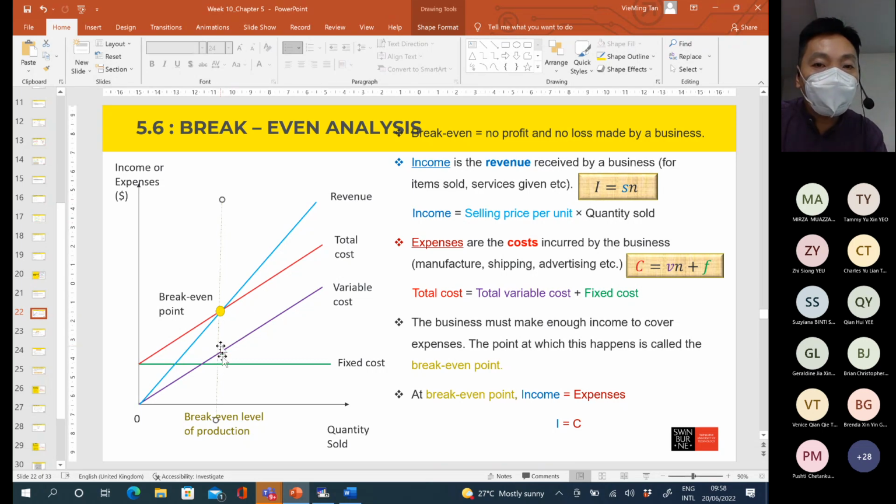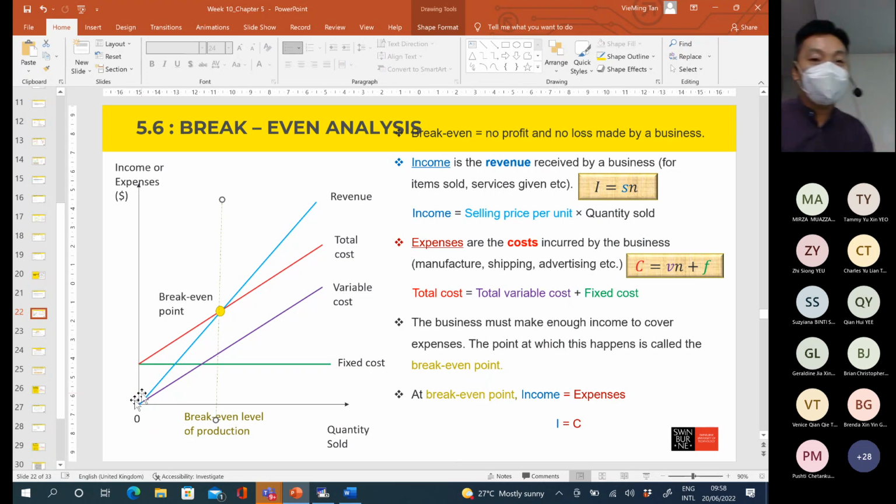If the quantity being sold is less than this, you may find that the cost is more than the revenue. That means making a loss. If the production is more than the break-even level, you may find that the revenue is more than the cost. That means it's making a profit. The difference between the revenue and the cost is the profit. The difference between the cost and the revenue is called the loss. This part is the loss, which is the fixed cost.